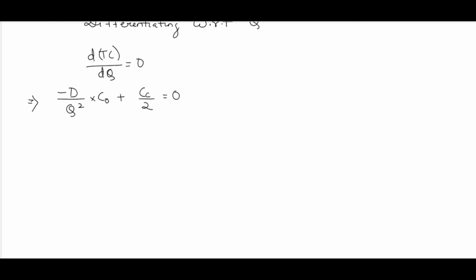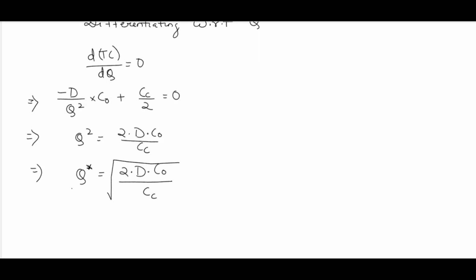That implies Q square is equal to 2D CO by CC, that implies Q. I'm giving Q star because this is the economic order quantity, EOQ. This is our EOQ formula, 2D CO by CC under the square root. This is the formula you should remember, and directly you put the values in the formula and calculate the EOQ. So this is our EOQ derivation. Economic order quantity. By this only we can determine the EOQ, or optimum Q.